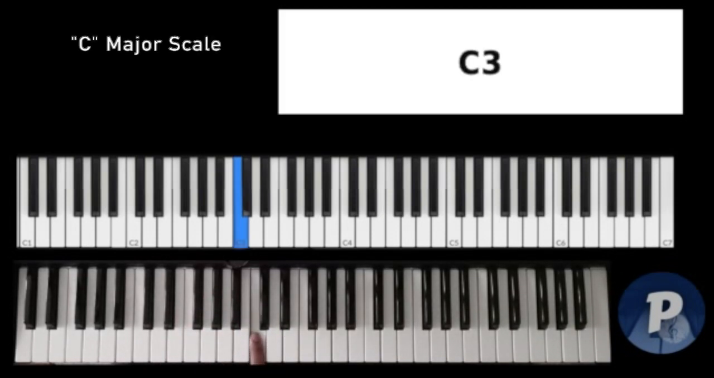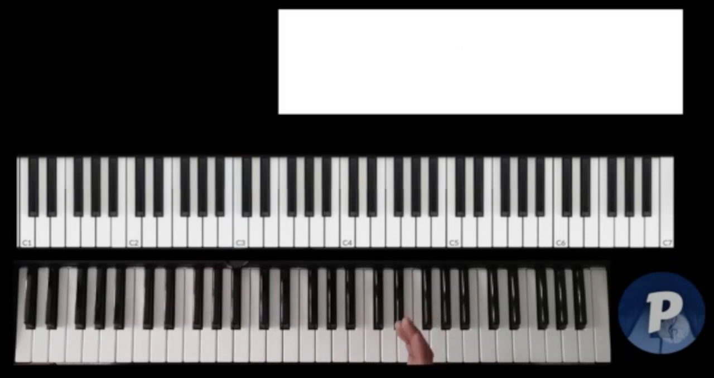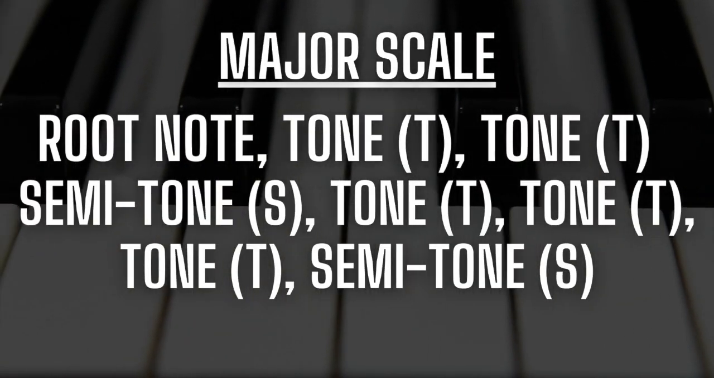Okay, now we want to apply the formula or the method to play a major scale. So any major scale has this formula. The root note, which, for this example, is C. So C would be the root note. And from the root note, we play tone, tone, semitone, tone, tone, tone, semitone.